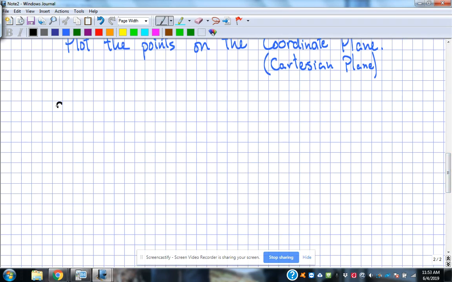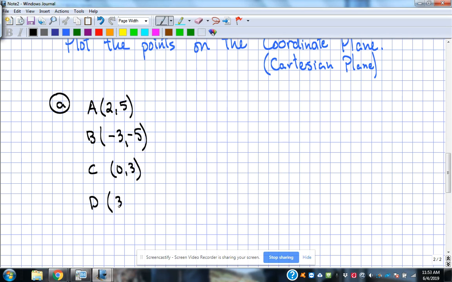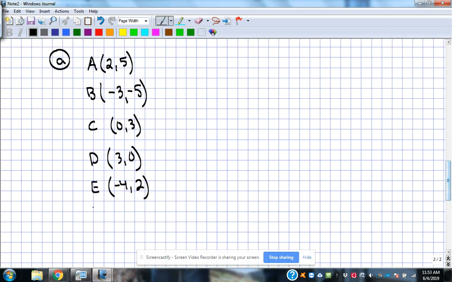Okay, so I'm just going to list out some ordered pairs, and we're going to draw a grid and plot them. So point A, I'm going to put a letter beside them, and then point B, negative 3, negative 5. Point C, 0, 3. Point D, 3, 0. Point E, negative 4, 2. And let's do one more. Point F, that special one, 0, 0.